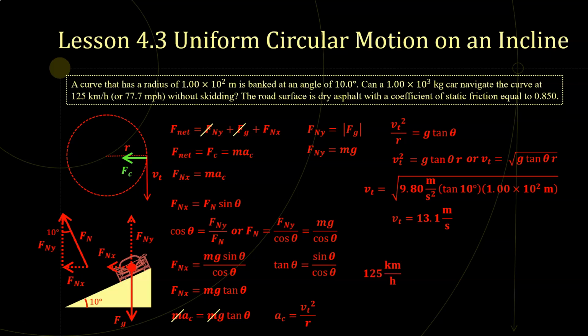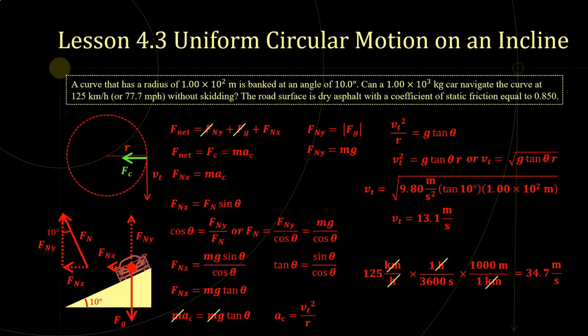Let's see how this compares to our comparison value, 125 kilometers per hour. If I take that 125 kilometers per hour and convert it to meters per second, am I going to find that that value is less than the tangential velocity here or greater than? Well, to convert it, I'm going to have to multiply by 1 hour per 3,600 seconds. That cancels my hours. And then we're going to have to multiply by 1,000 meters per kilometer. That cancels my kilometers. And I find that I have a value here of 34.7 meters per second.